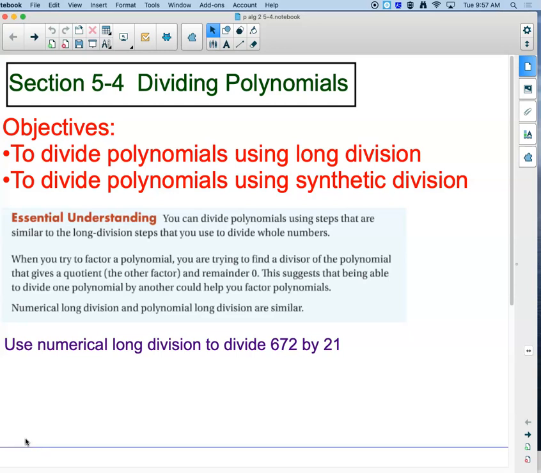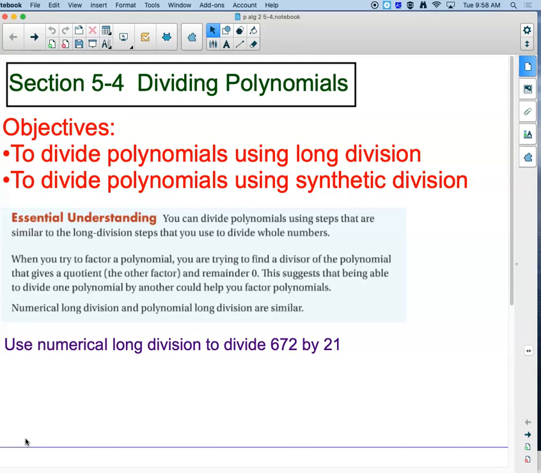Essential understanding, this is what we have to know to do well on the test. You can divide polynomials using steps similar to the long division steps that you used to divide whole numbers back when you were in elementary school. So the steps are very, very similar.